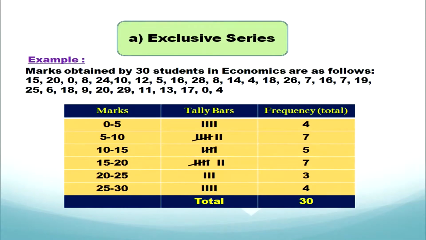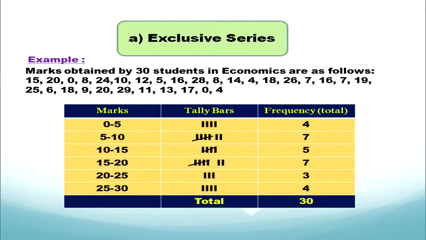Now, the main point, if I have to construct it, I have to find out the frequencies for these particular classes, then I have to make tally bars. So, the next column we have made is a tally bar, and then as we have learned in the previous class, we have to make a frequency column. Now, let us see how we have constructed it.